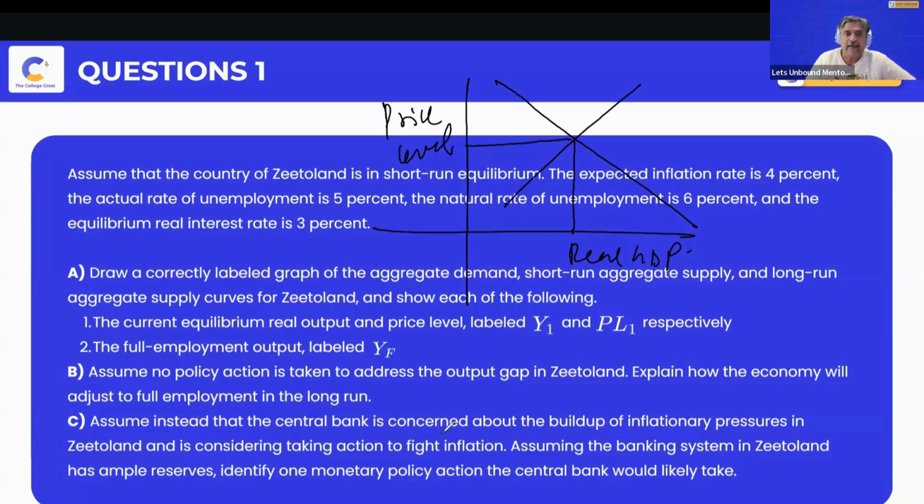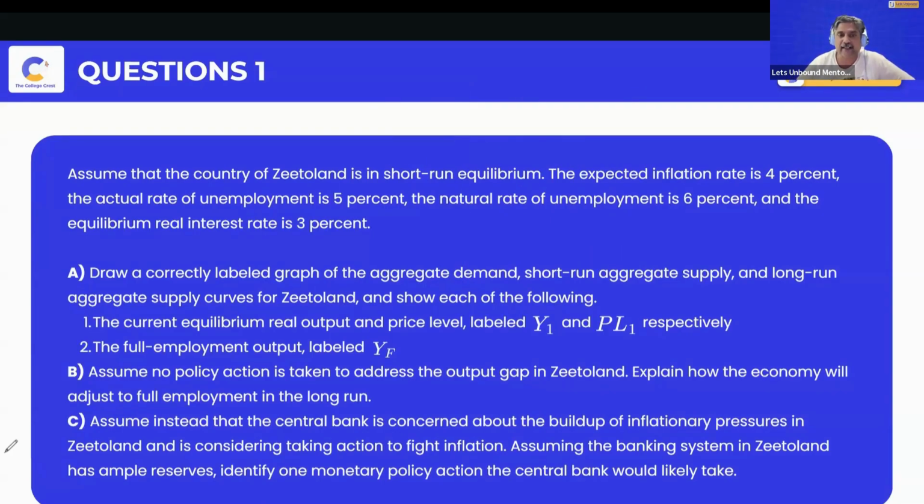Then part C, it says assume instead that the central bank is concerned about the buildup of inflationary pressures in Zetoland and is considering taking action to fight inflation. Assuming the banking system in Zetoland has ample reserves, identify one monetary policy action the central bank would likely take.